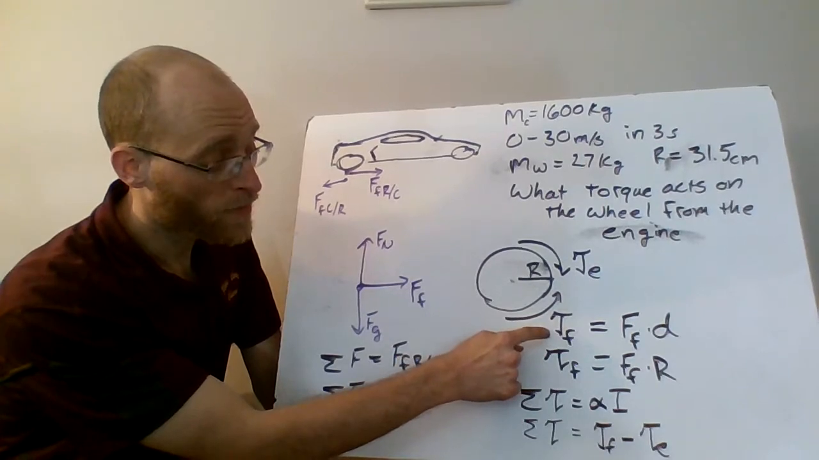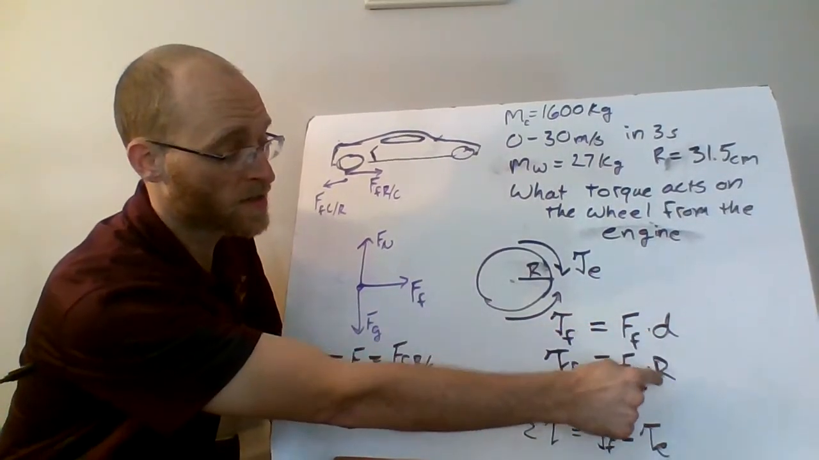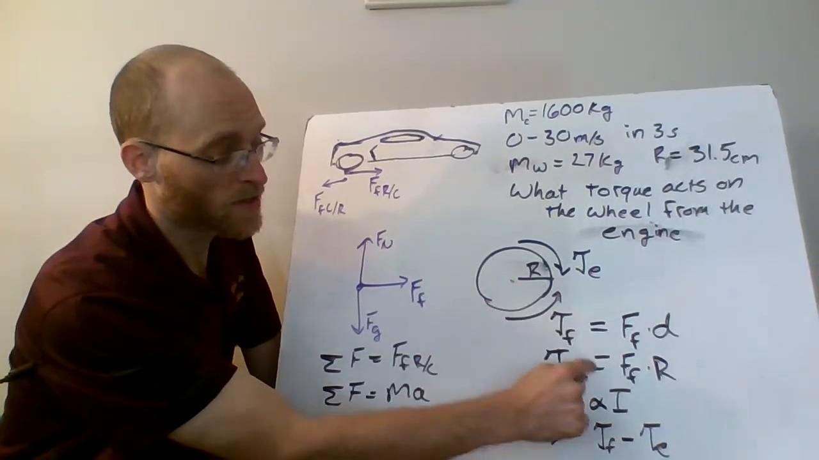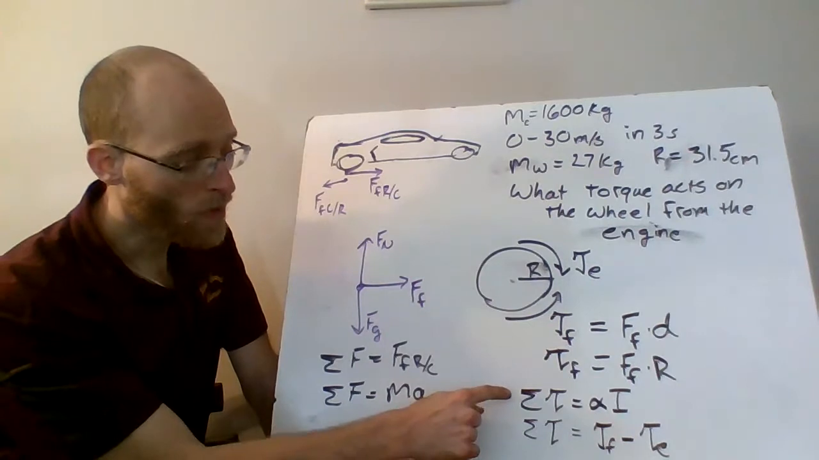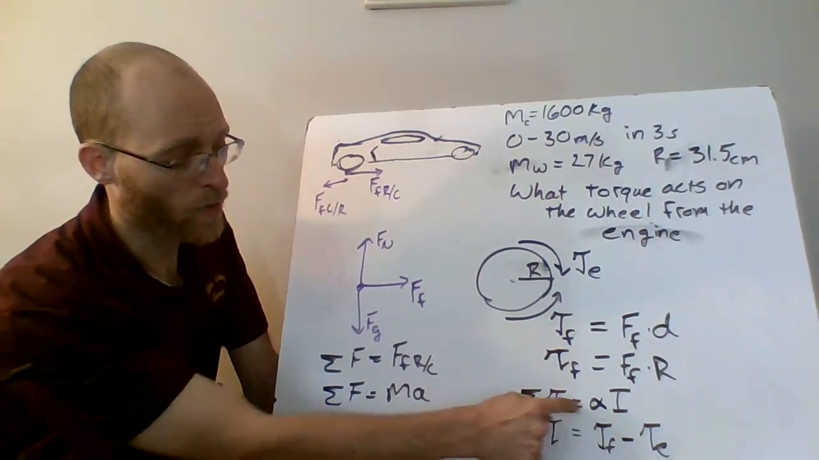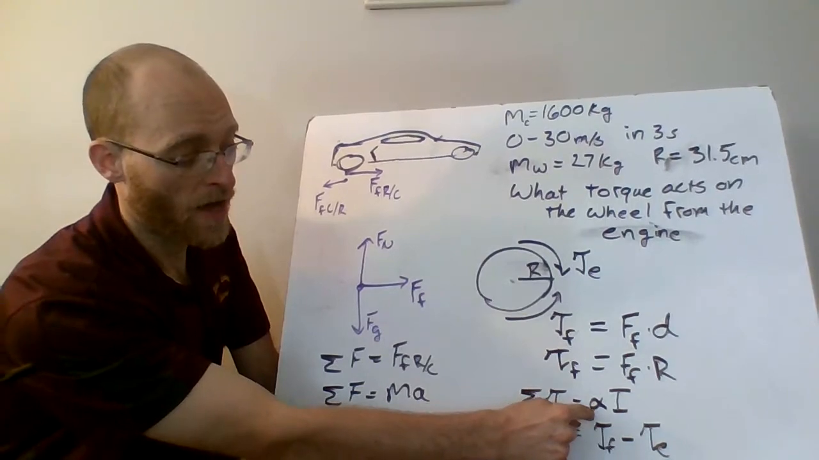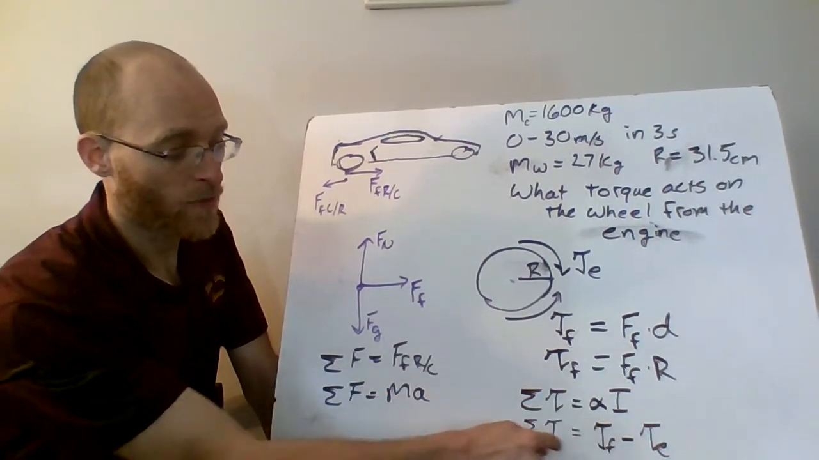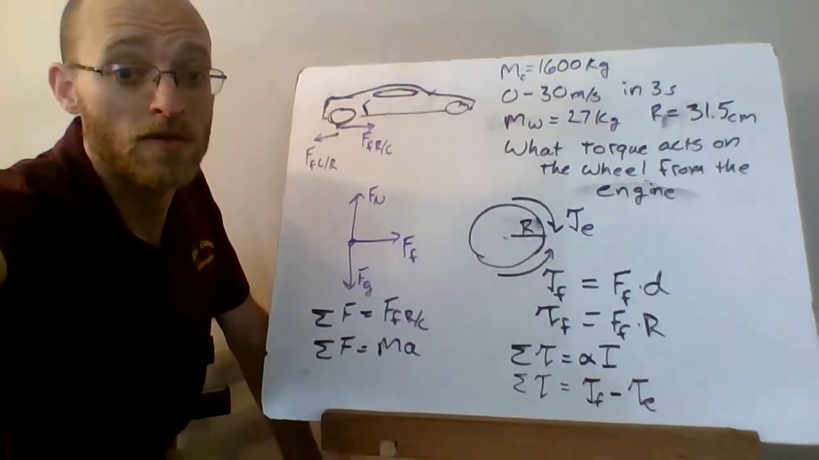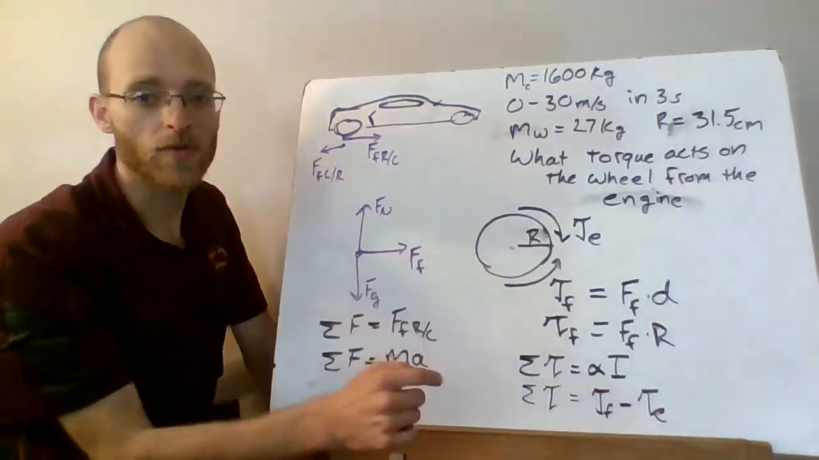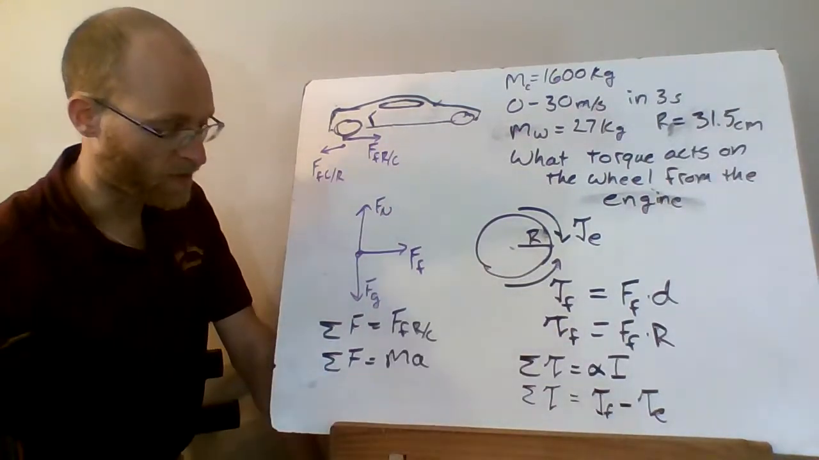The torque from the friction is going to be the force of friction times the distance, which is going to be this r, so I'm going to rewrite that as so. And we have our net torque equation, the second law equation, alpha times I, and then our sum of torques. So we have torque from the friction is going to be my positive minus the torque from the engine.